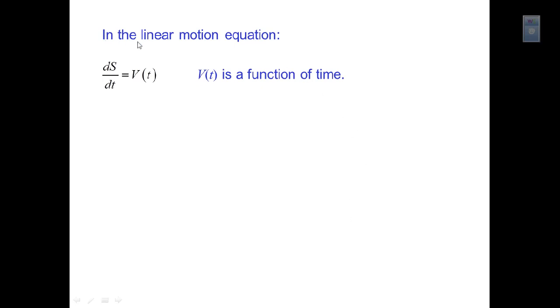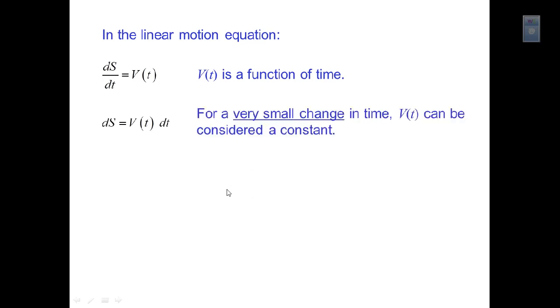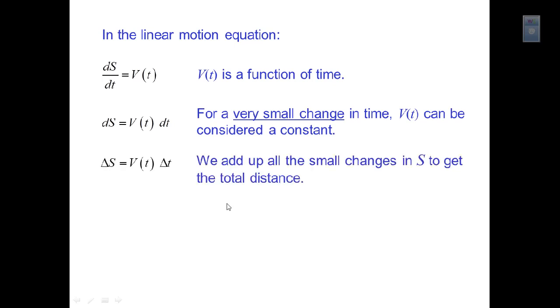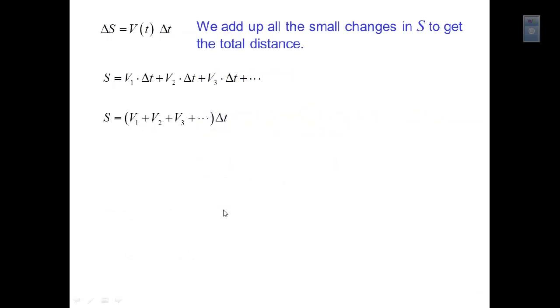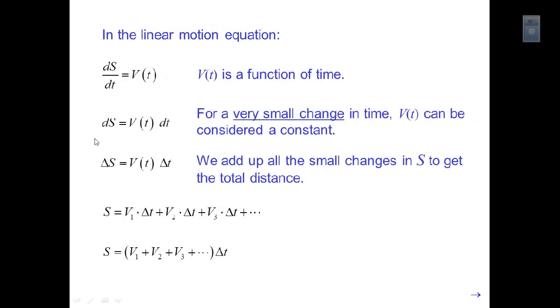All right, in the linear motion equation, ds/dt equals v of t. That's the derivative of the position function with respect to time is velocity. If we multiply both sides by dt and then integrate, we're going to find... hang on, this is going a little deeper than I thought.